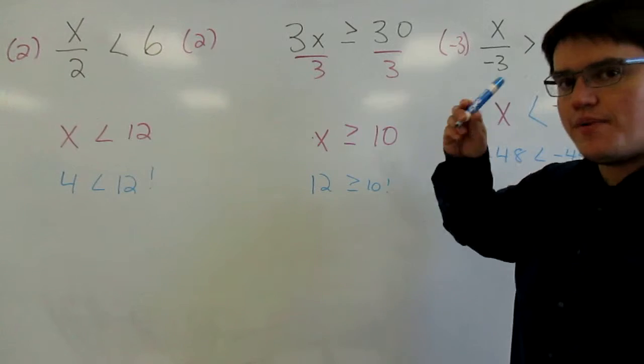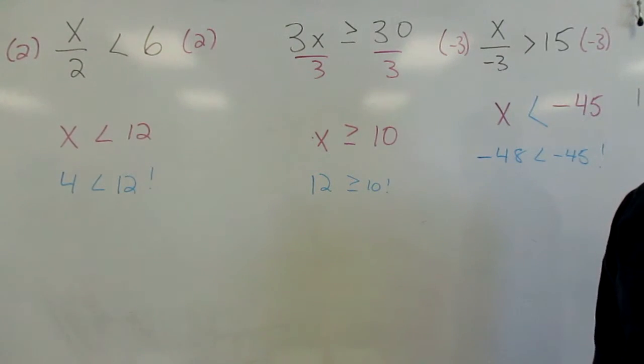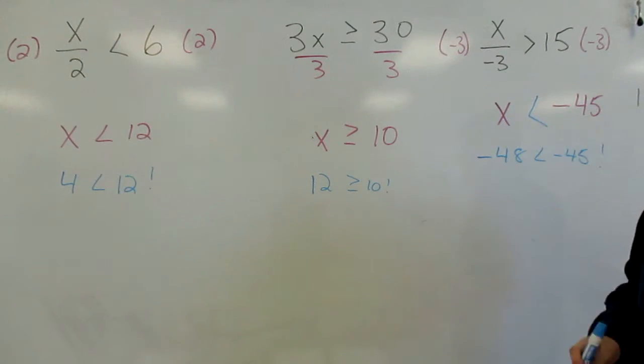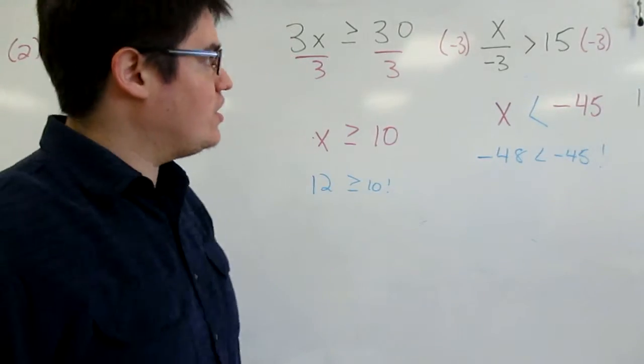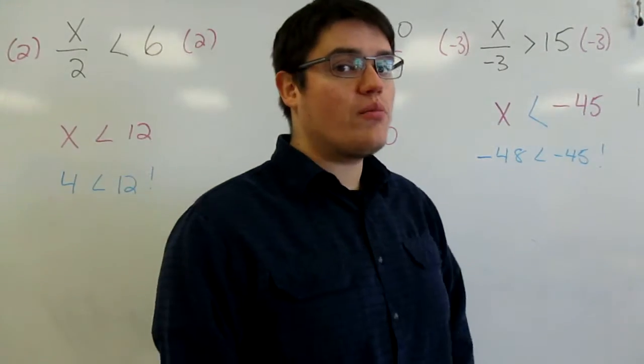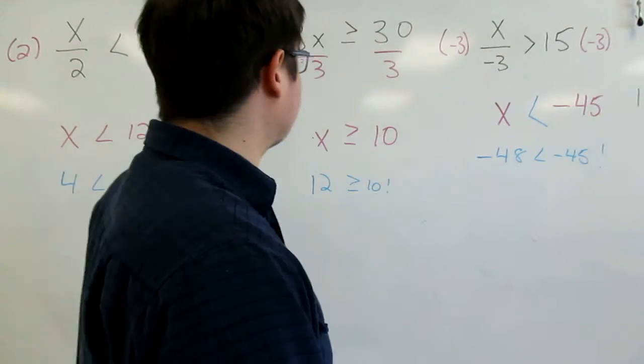So that's something to keep in mind. Whenever we're multiplying or dividing by a negative number, we have to flip the sign of our inequality. Write that down in your notes. Whenever you're dividing or multiplying by a negative number, we have to flip the sign. Okay?